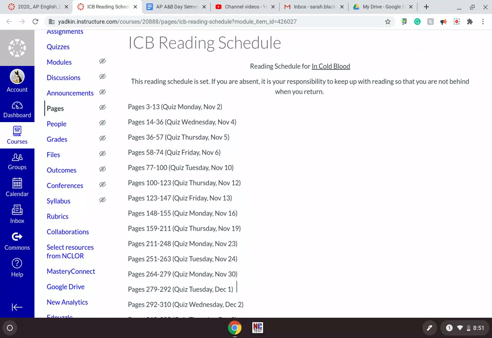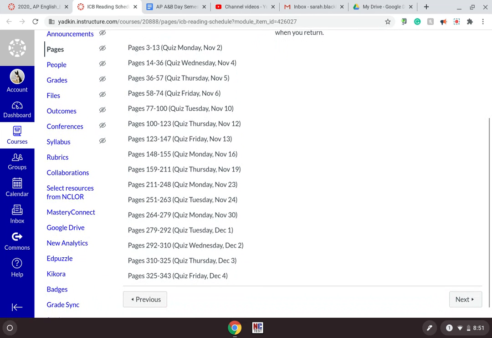Now, obviously, you can see in Canvas when the quizzes are because you'll see the quizzes there. But if you need a finite schedule, then here are all the dates, and those dates are pretty set. If I move one thing, then everything has to move, and it becomes a mess. So I'm going to try and keep to this schedule and keep things the way that it is.